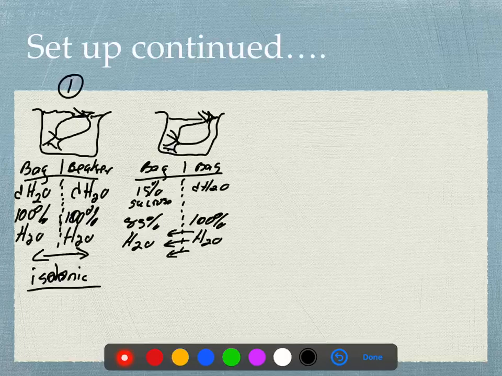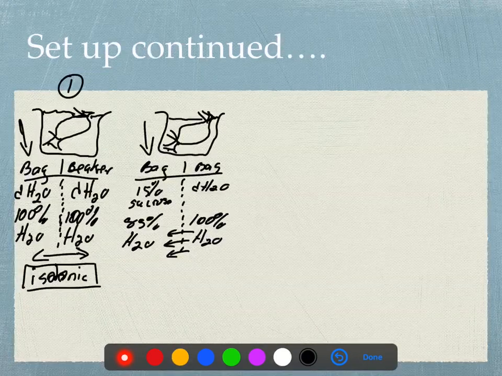How would we know that? We would know that because we would have weighed the bags at the very beginning before placing them in the beakers. And then every 15 minutes, we would pull them out of the beakers, and then we would weigh them again to see if they're gaining weight or losing weight. And what we would notice is that this bag right here is going to gain weight, whereas this bag right here should not, because it's in an isotonic solution.